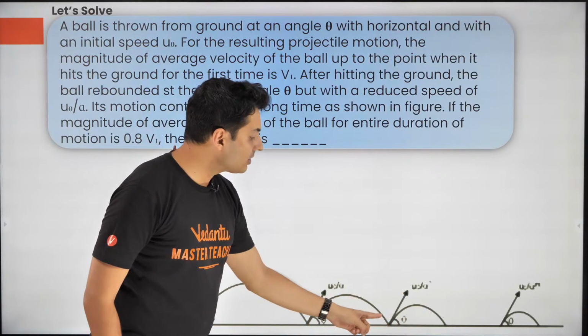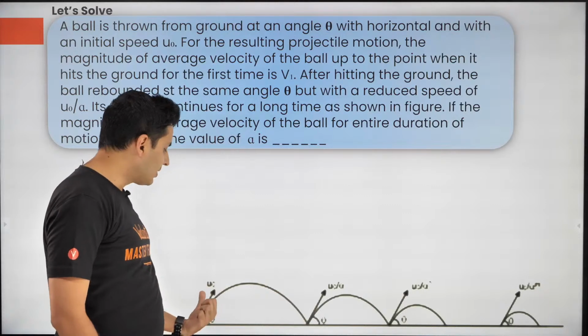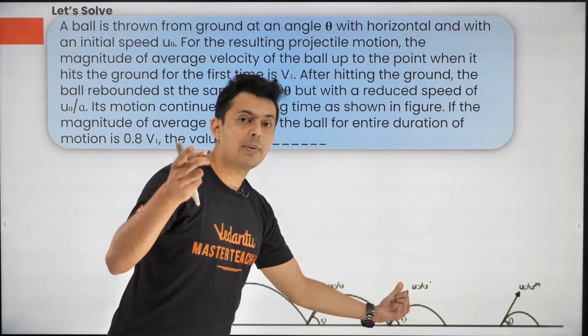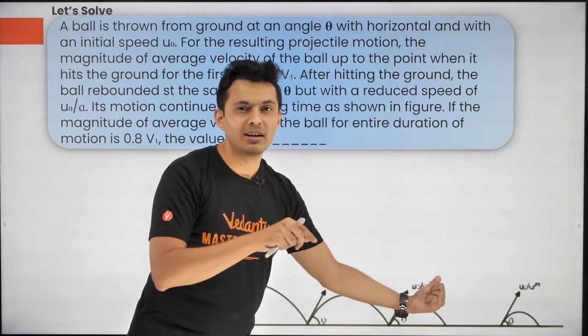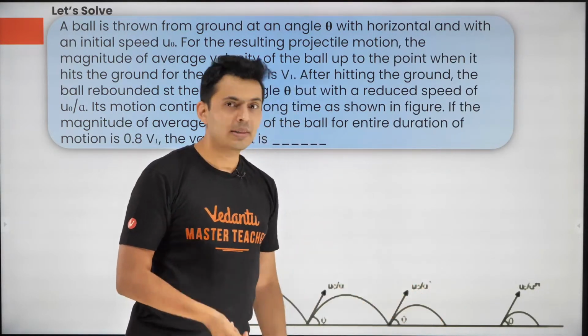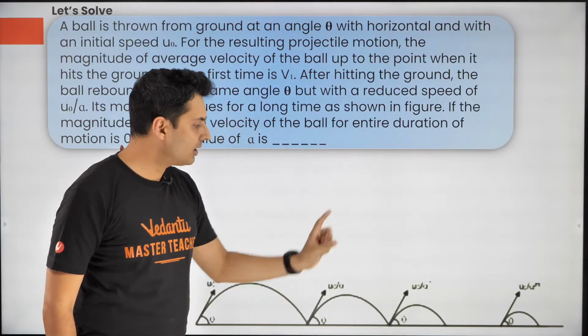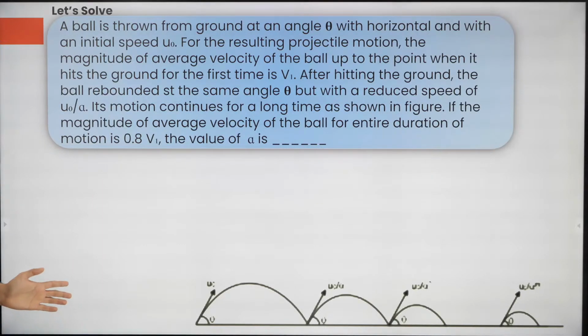Next time when it rebounds, the speed is 1 by alpha of the previous speed. So if it was u0 here, it will become u0 by alpha. Next it will become u0 by alpha square. Next it will become u0 by alpha square into 1 by alpha, that means u0 by alpha cube. Then u0 by alpha raised to 4, then u0 by alpha raised to 5. It keeps reducing, but the angle remains the same. Keep this in mind. Okay.